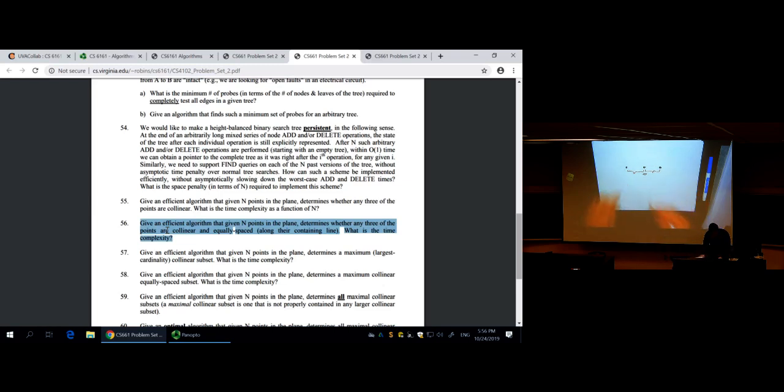So if you have a pair of points, the third point can either be here, or it could be on the other side. These two and that one, all three are collinear and equally spaced. That's not it. There's a third option, in the middle. So the third point can be in the middle, and that's still collinear. These three are collinear right here.